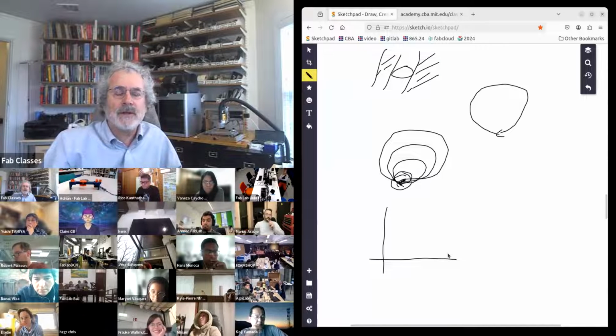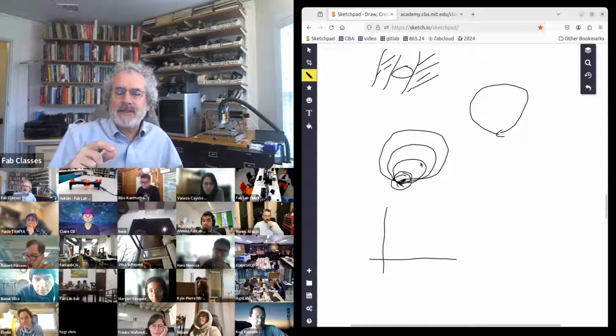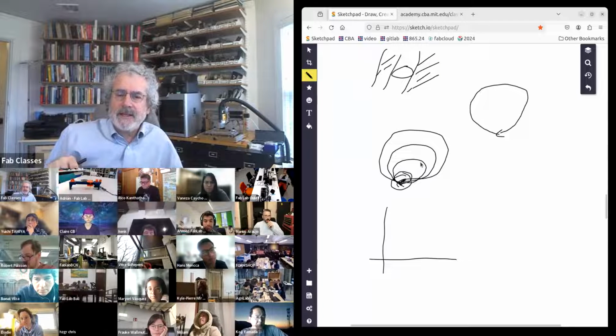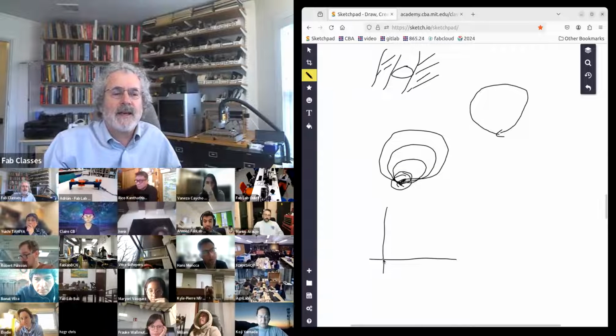For a material, there's a stress-strain relationship. Stress is how you push on it. Strain is how it responds. And a typical stress-strain curve looks like this.